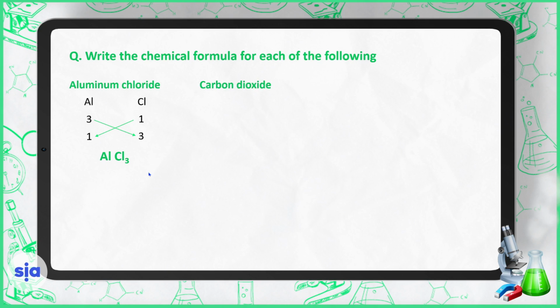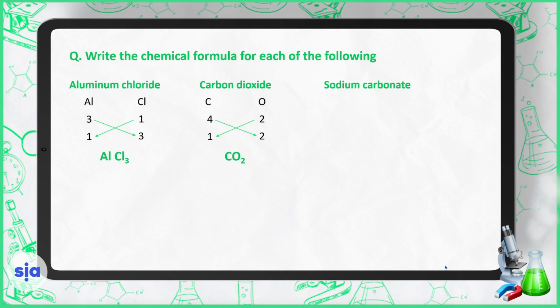Carbon dioxide, the written formula. Then the symbolic formula, the C and the O. The valency of the carbon is 4 and the valency of the oxygen is 2. But we have to shorten these numbers. So if we divide by 2, the 4 becomes 2 and the 2 becomes 1. So 1 under the C and 2 under the O. And please remember that the digit 1 is not written. So it's CO2.